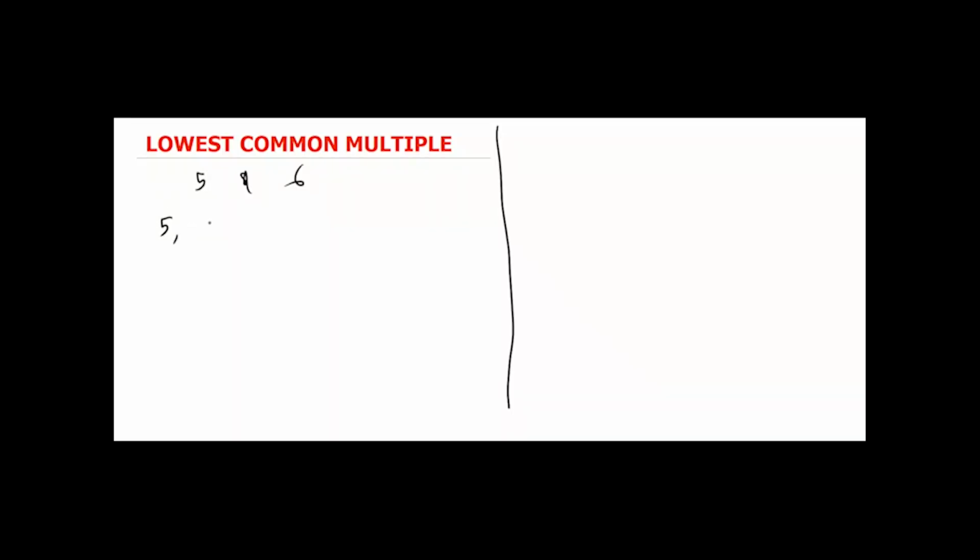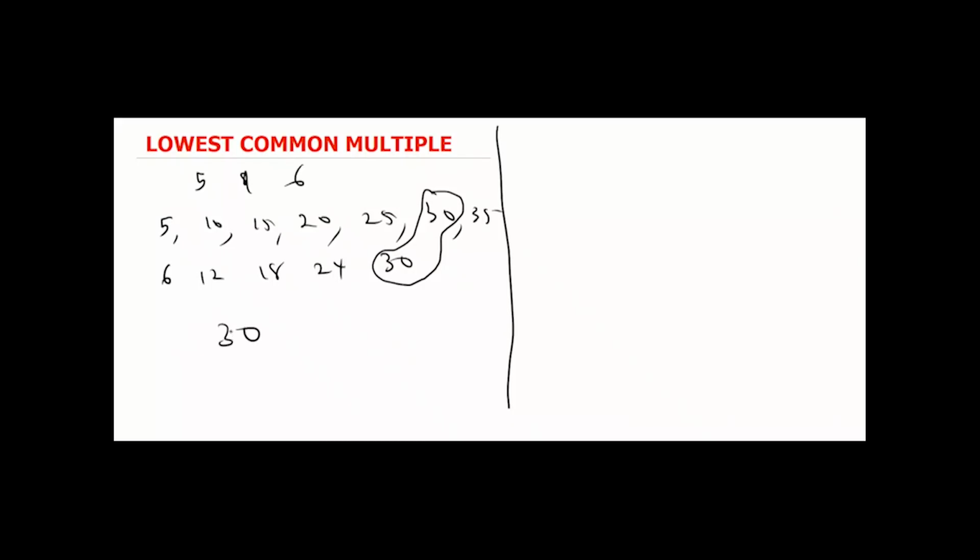So you have 5, 10, 15, 20, 25, 30, 35. Then let's write some multiples of 6: 6, 12, 18, 24, 30. Since we have a common multiple here, we can stop. So this is the first common multiple. So the implication is that 30 is the lowest common multiple of 5 and 6.